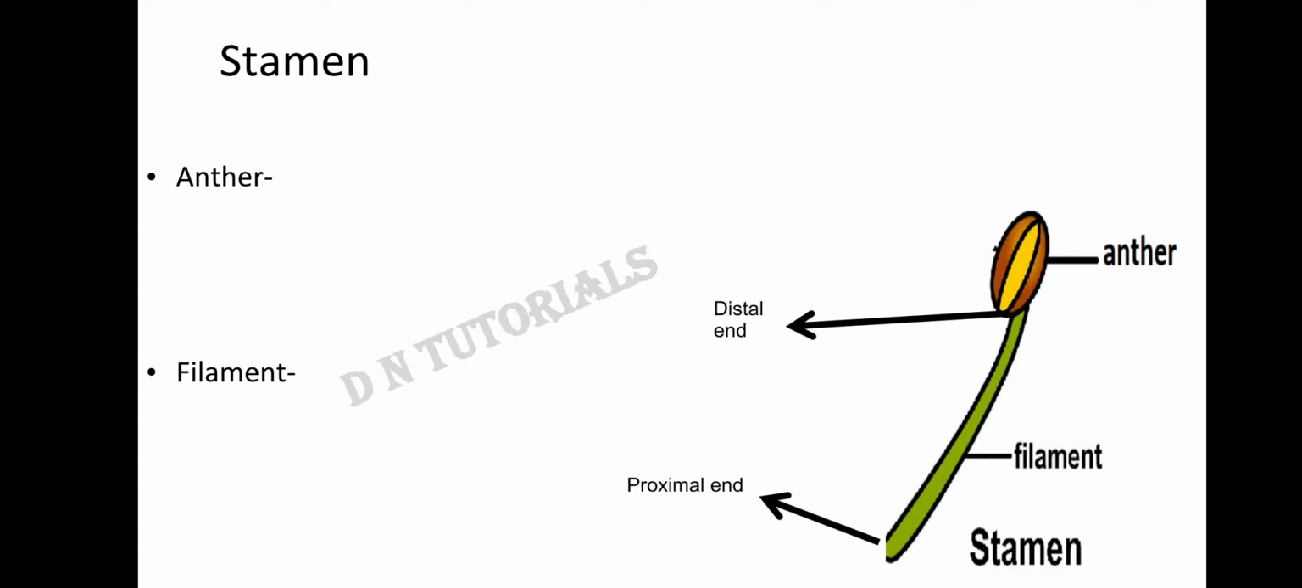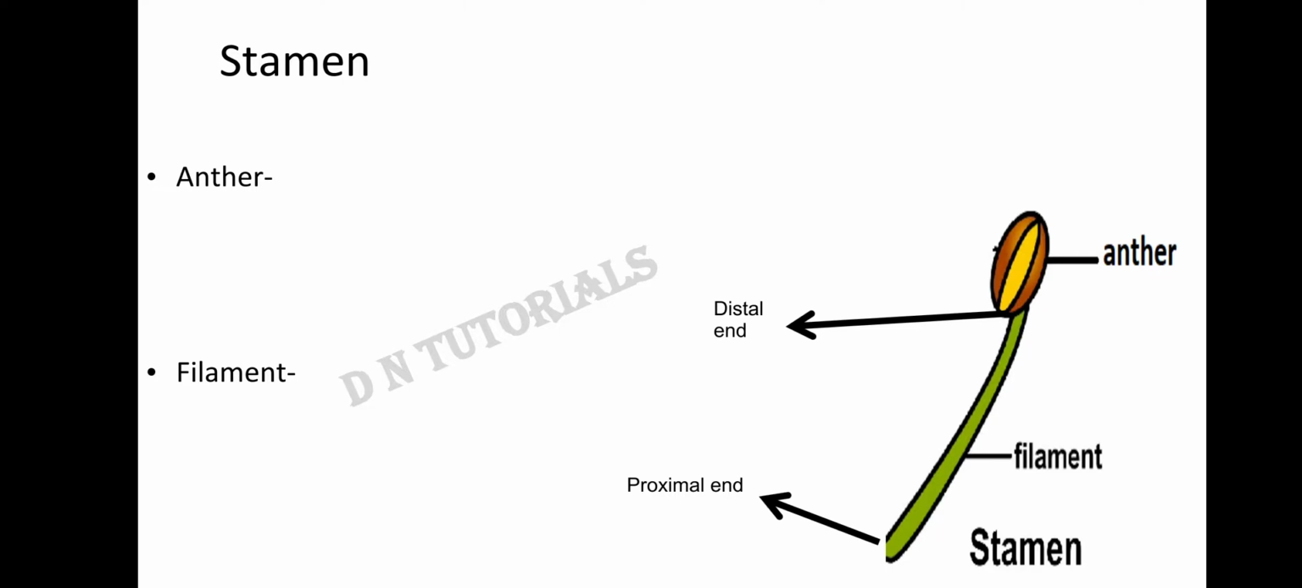right? And the point of attachment of the filament to thalamus is called the proximal end. Proximal means nearer and distal means farther. So the farther point where filament is attached to the anther is called the distal end, and the part which is attached to the thalamus is called the proximal end.